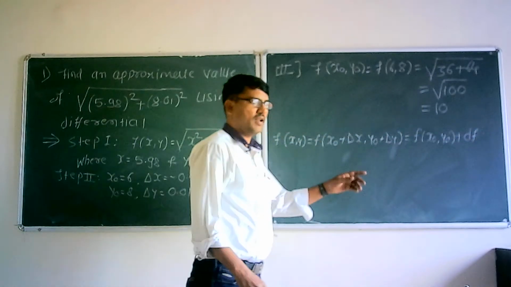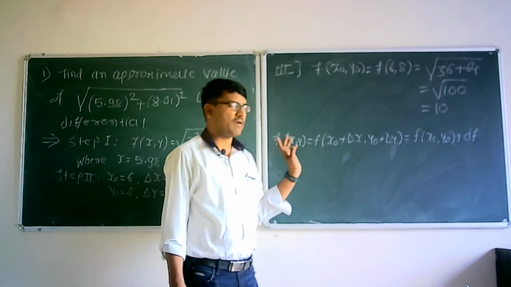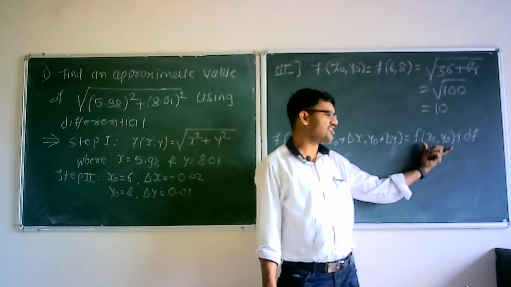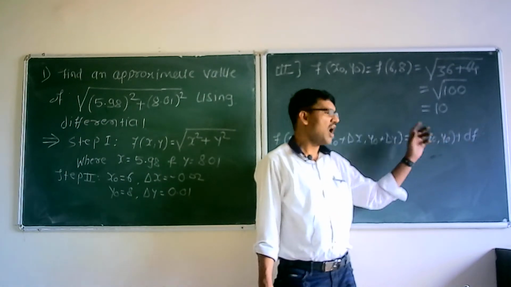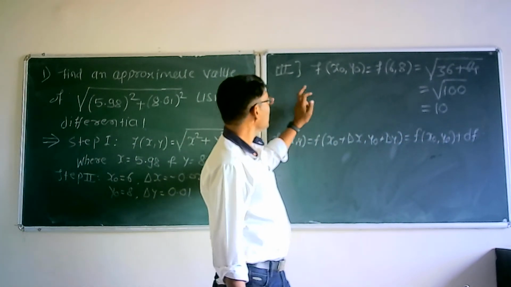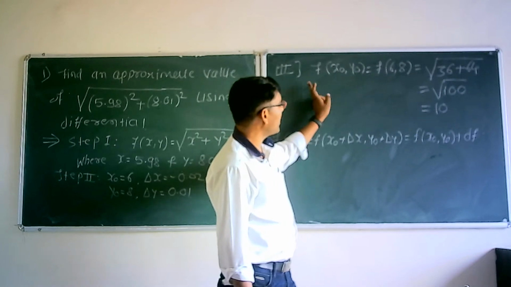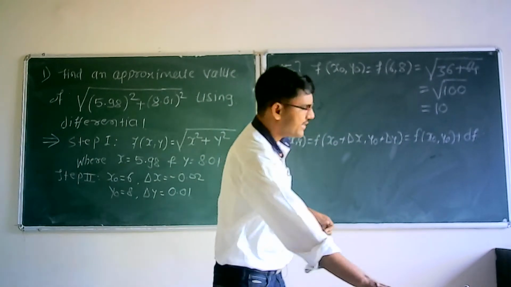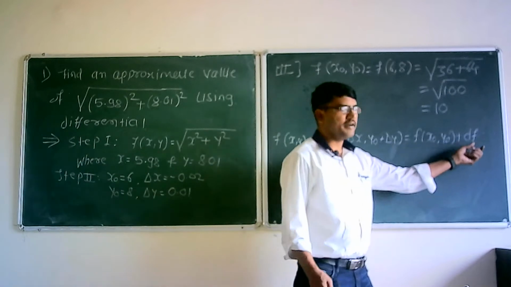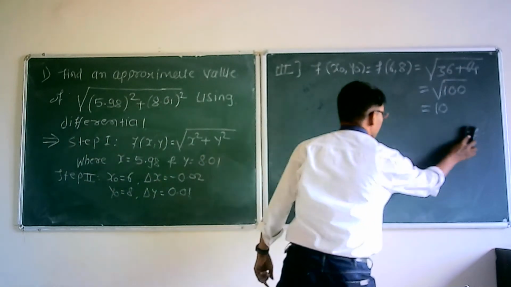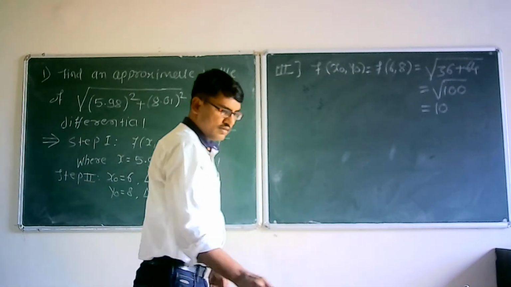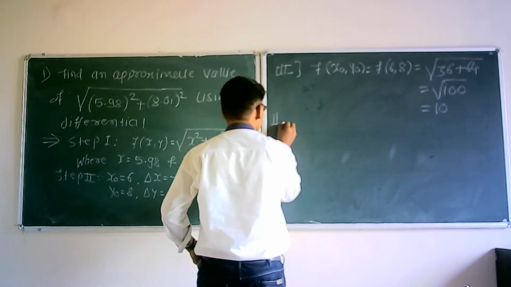So this is the formula. To obtain an approximate value, we want to determine f of x0, y0 and df. Out of that, in step number 3, we have determined the value of f of x0, y0. What is our next step? We want to determine df. It is the largest step, and it is a very important one. Step number 4. So what is the df?